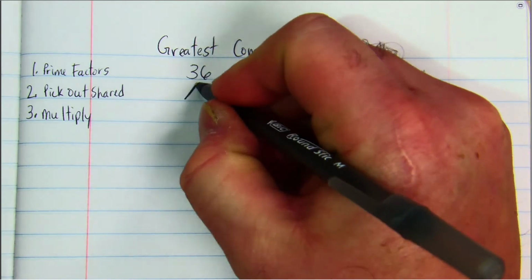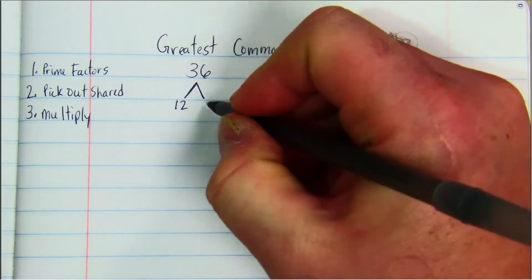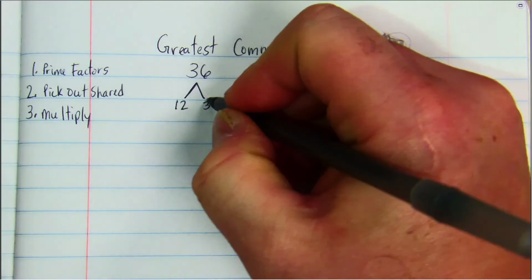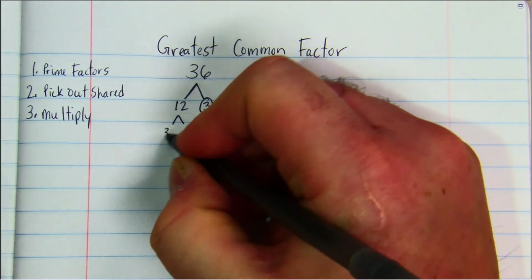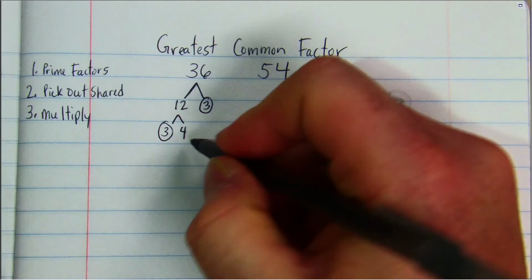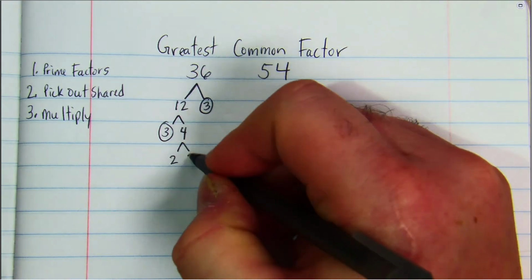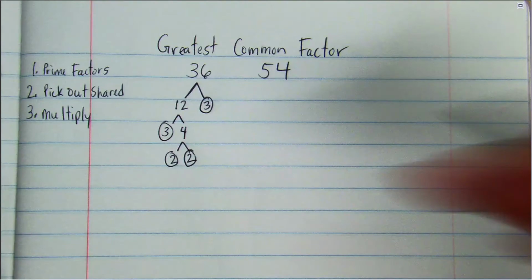So I can start with 36, and I know that 12 times 3 is 36. 3 is prime. I know that 3 times 4 is 12. 3 is prime. 4 is 2 times 2. So 2 is prime, 2 is prime. So I've broken down 36.